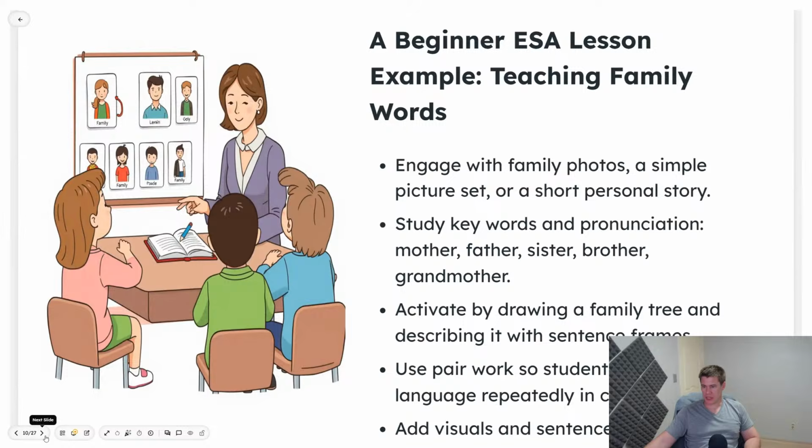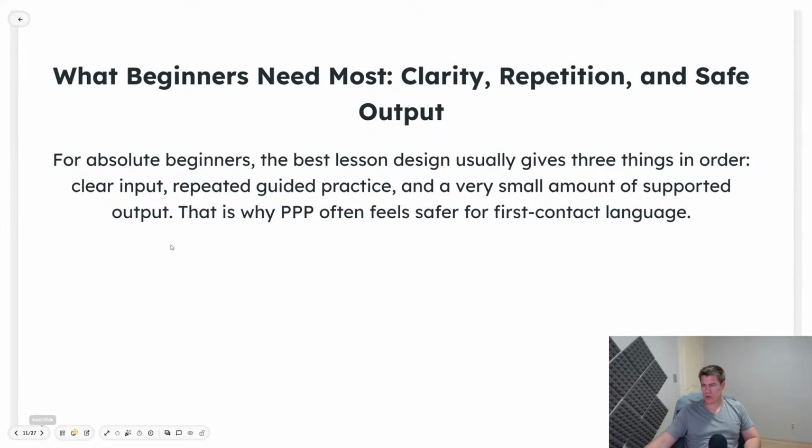So engage, study, activate. So what do beginners need most? Clarity, repetition, and safe output. For absolute beginners, the best lesson design usually gives 3 things: clear input, so they understand exactly, repeated guided practice, and a very small amount of supported output. So you're not always going to fix all the errors, just the most important ones. That is why PPP often feels safer for first contact learners. I think I mentioned that before.